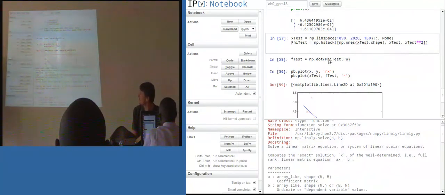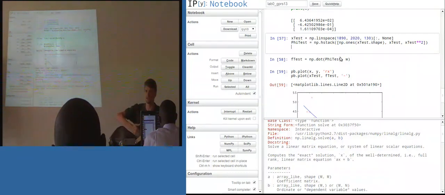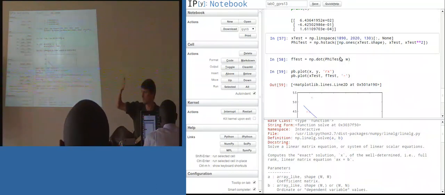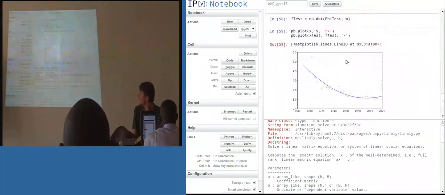Now I just need to multiply the test phi by W. The matrix multiply is giving me W0 times the bias plus W1 times the linear plus W2 times the quadratic term. And then I can plot that and there's my result. So it's a quadratic fit to the data and it says that Stephen will have to run slower.